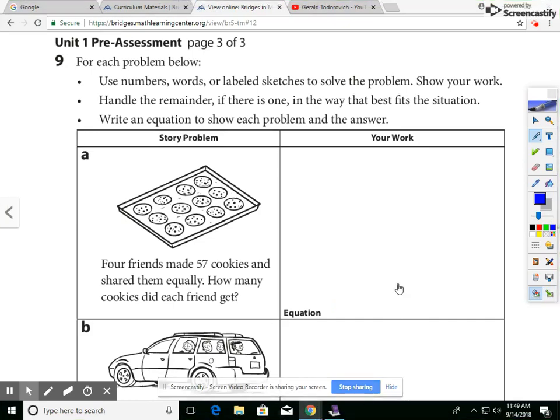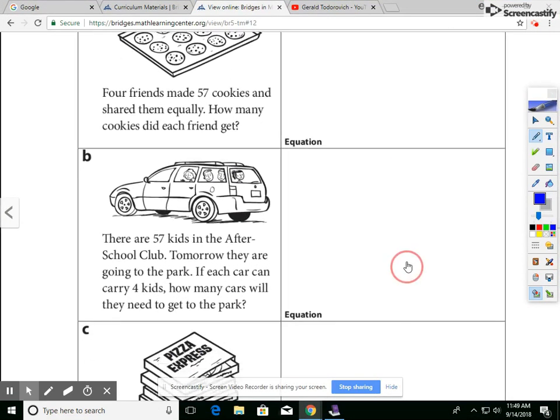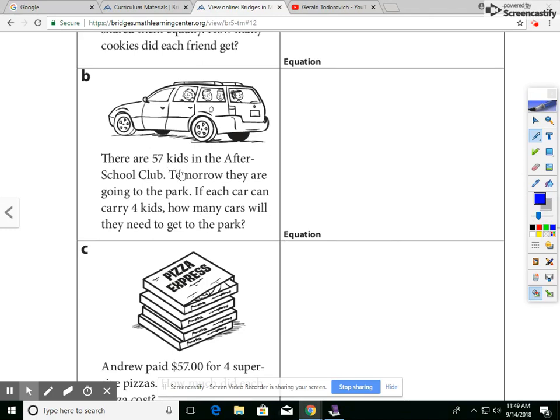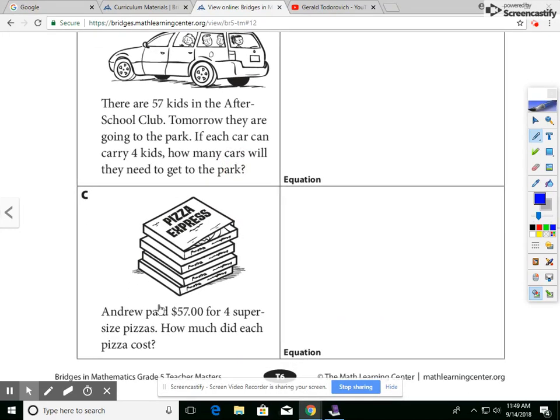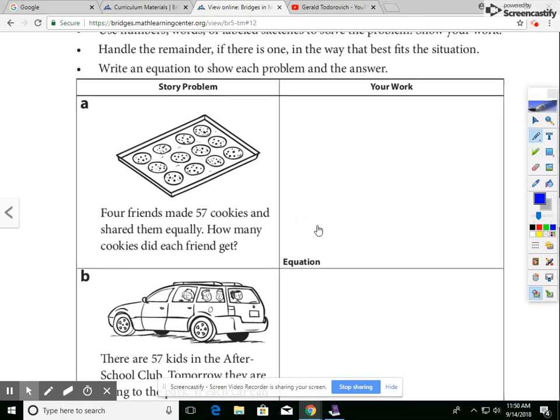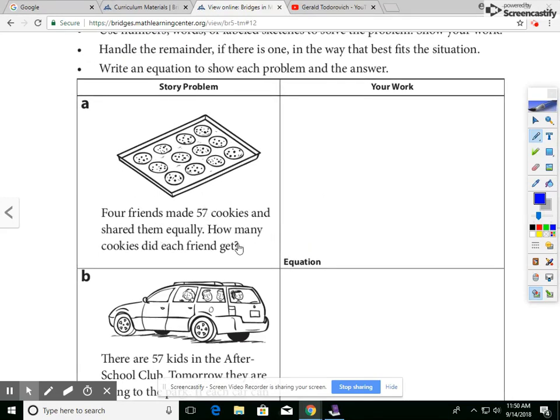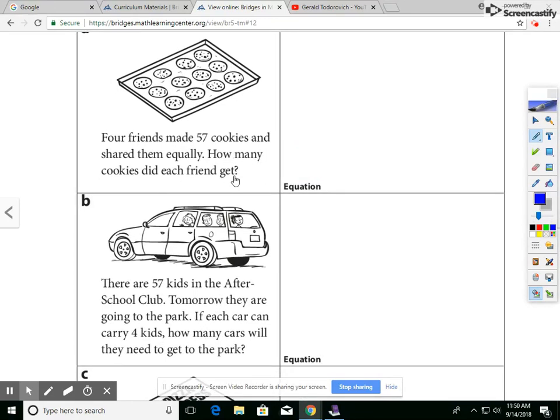What I want to show you first before we answer that is all of these questions are the exact same math problem. There are 57 kids in the after-school club. Tomorrow they are going to the park. If each car can carry 4 kids, how many cars will they need? So again, just like A, 57 divided by 4. And even down here, Andrew paid $57 for 4 supersized pizzas. How much did each pizza cost? So it's 57 divided by 4. On the post assessment, it will be very similar, but just different numbers, not 57 and 4. But I'm assuming every question will be the same.